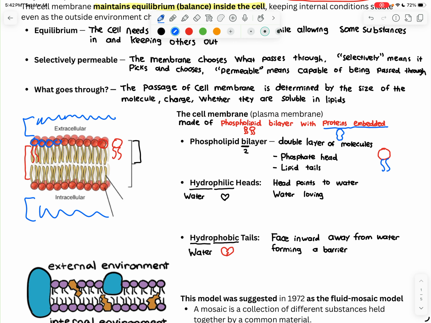And the top part is considered the hydrophilic heads. They love water. They want to point towards water. Hydrophobic, they don't like water. They want to stay away from the water. Okay, and because of this it forms like a barrier.